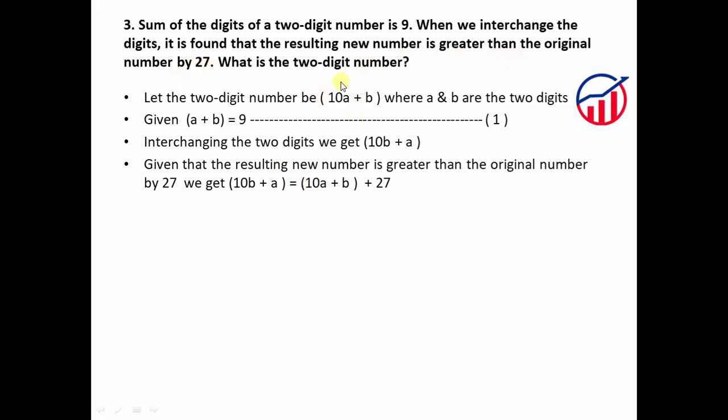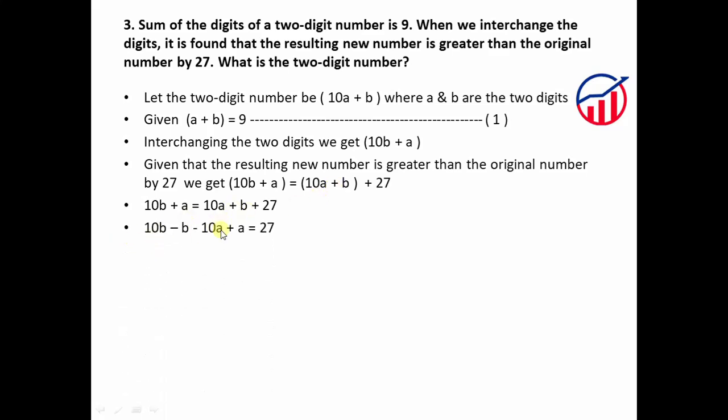So the original number is this. So what we get is, when we interchange this number, the resulting number is greater than the original by 27. That means you add 27 to this original number over here. And what is the two-digit number? So you go on solving it. So you get what? 10b plus a is 10a plus b plus 27.